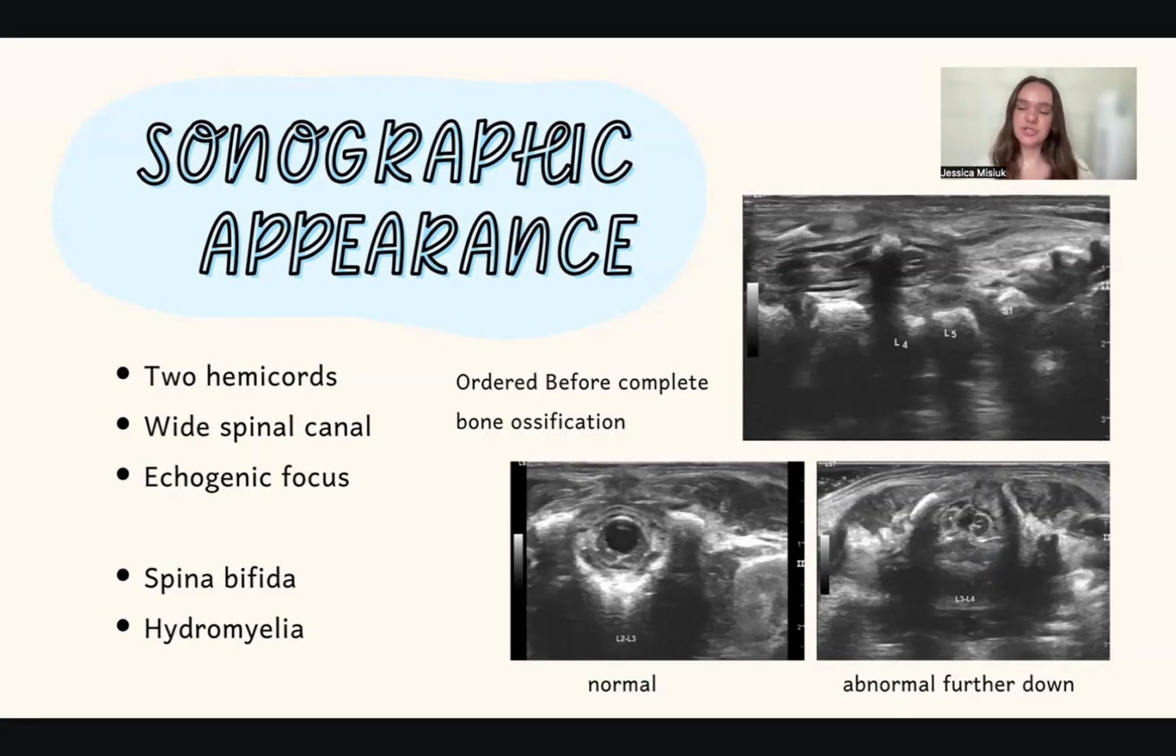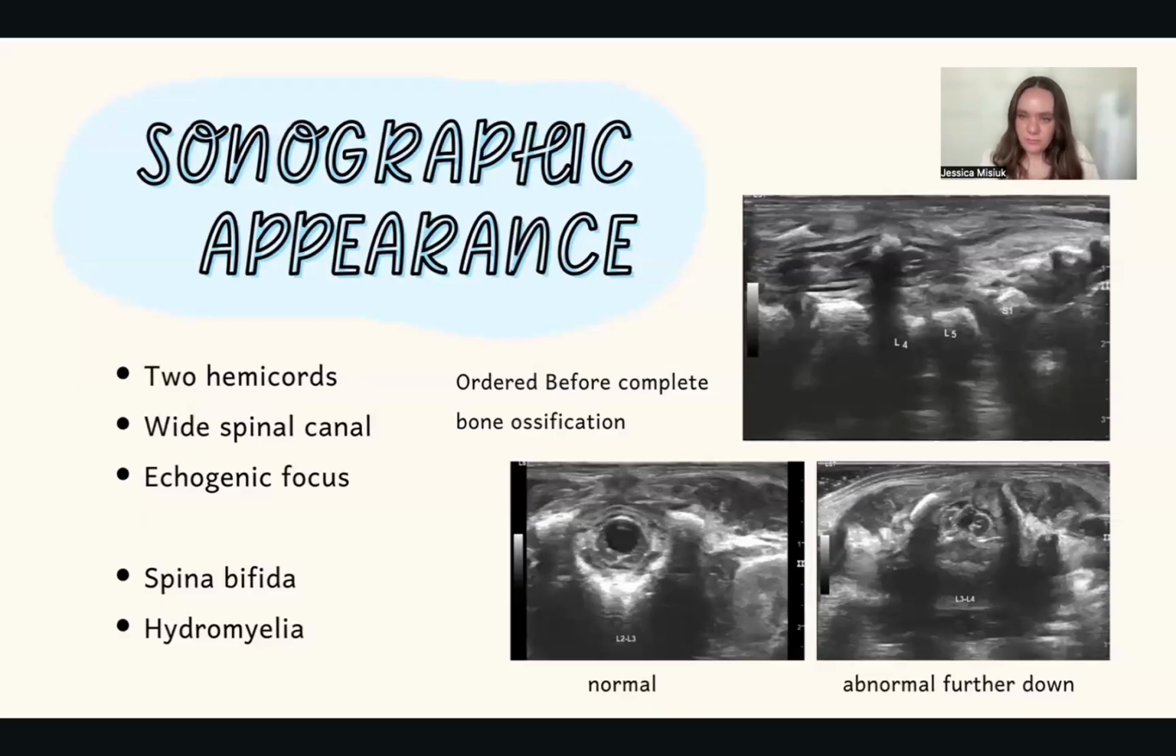The first image to the right shows a longitudinal image of the abnormality at the level of the L4 and L5 region. As we can see, the bony spur is right above the vertebra. The bottom left image is a transverse image taken at the level of the L2 and L3 vertebra, and it demonstrates a normal single spinal cord.